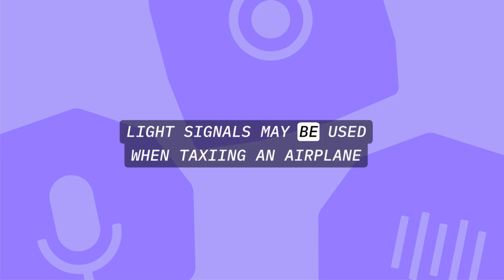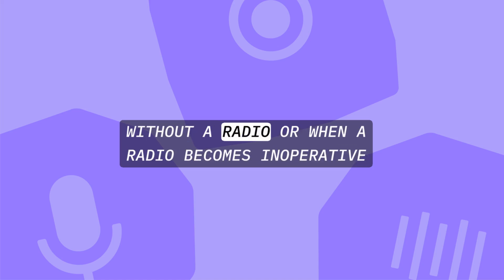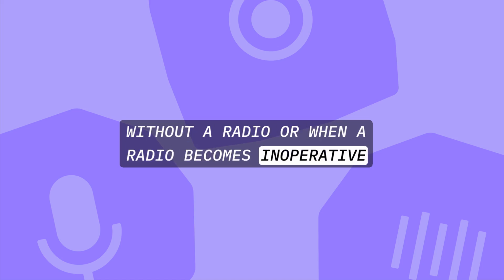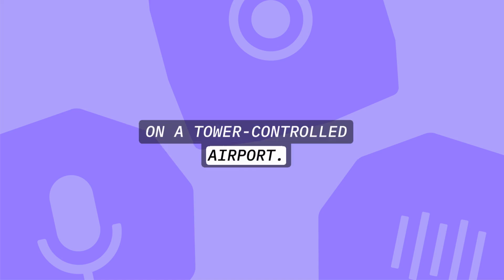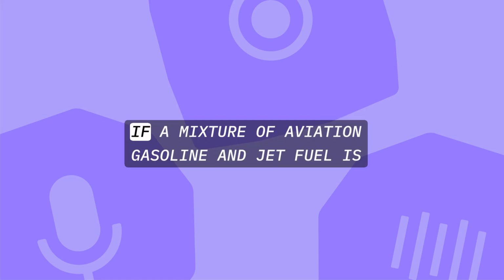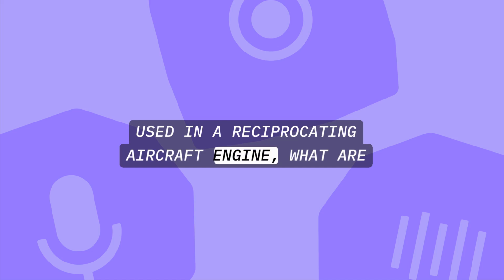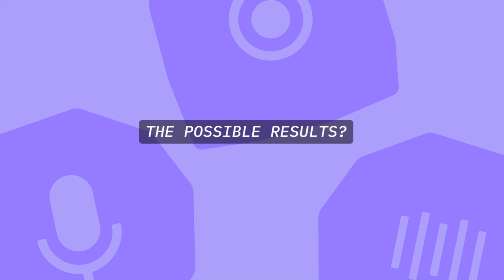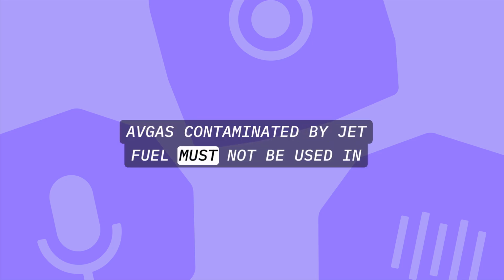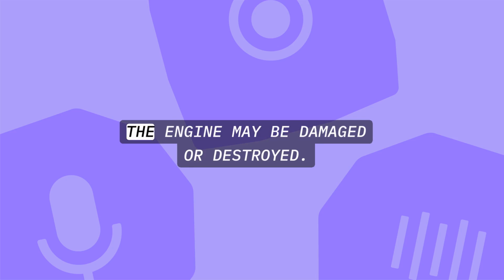Light signals may be used when taxiing an airplane without a radio or when a radio becomes inoperative on a tower-controlled airport. If a mixture of aviation gasoline and jet fuel is used in a reciprocating aircraft engine, what are the possible results? Avgas contaminated by jet fuel must not be used in piston engines. The engine may be damaged or destroyed.